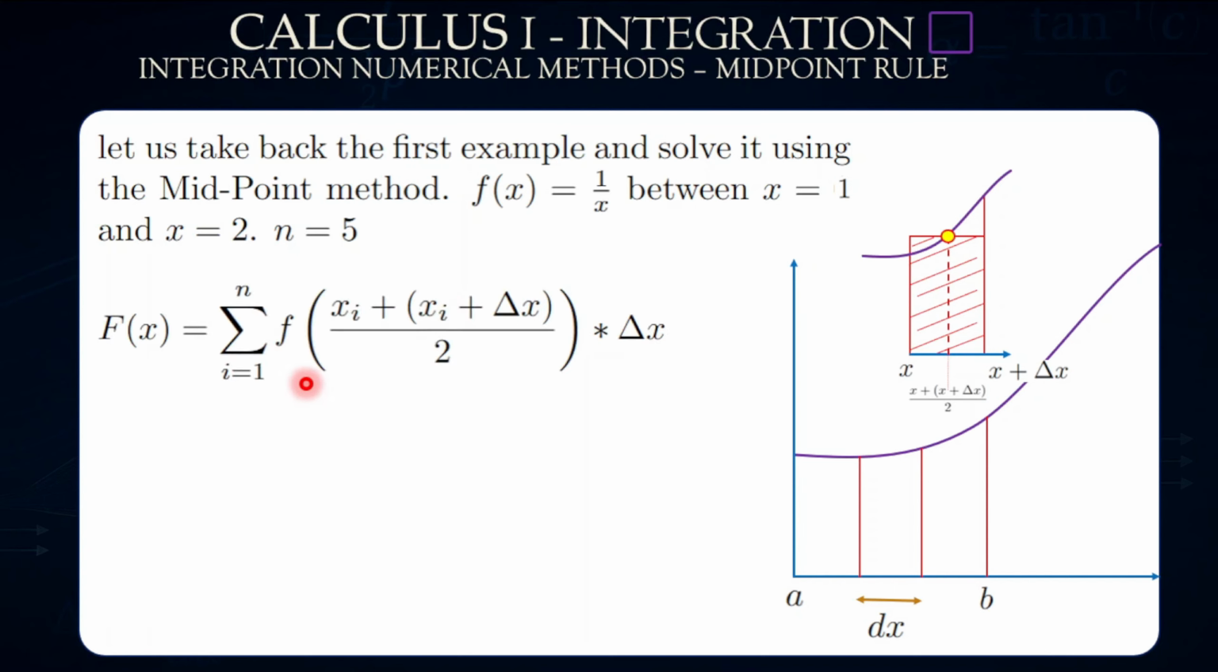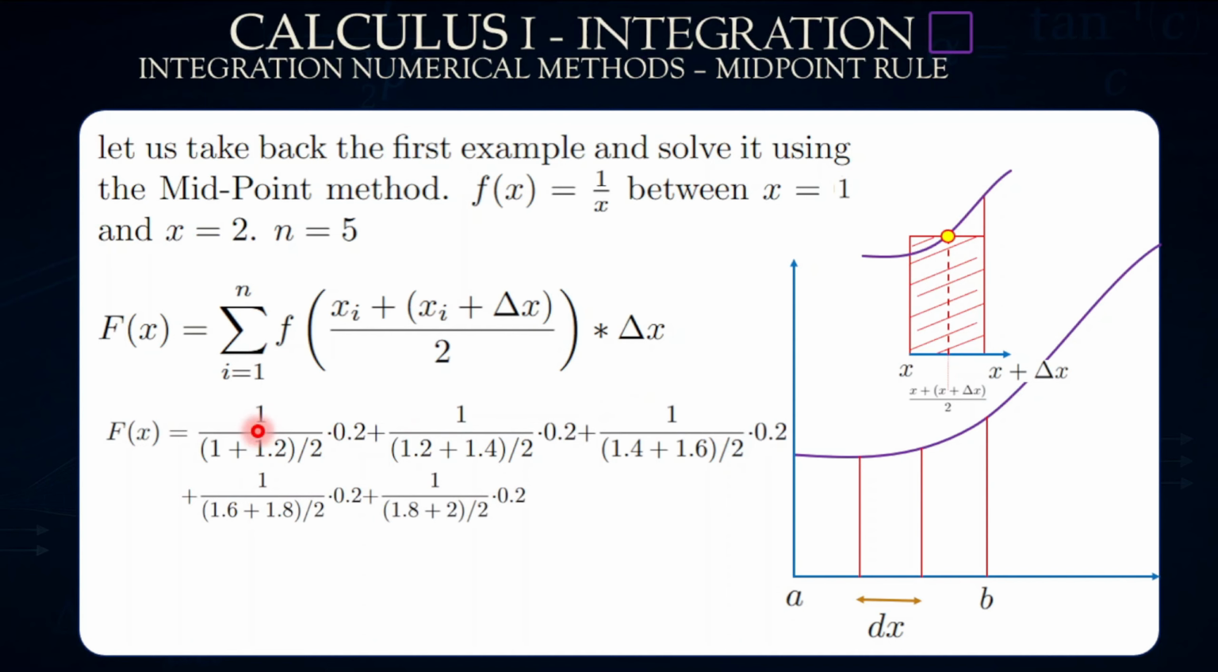So F(x) is equal to the sum from i equal 1 to n of f(xi plus delta x divided by 2) multiplied by delta x. F(x) is equal to 1 divided by, okay, x should be replaced by xi plus delta x divided by 2, which is, for the first interval, a equal 1, correct? That's a equal 1 plus delta x, which is 1 plus 0.2 or 1.2, divided by 2. We are replacing x by this value times 0.2, plus 1 divided by the second rectangle, 1.2 plus 0.2 divided by 2, times 0.2, all of them multiplied by delta x or 0.2.